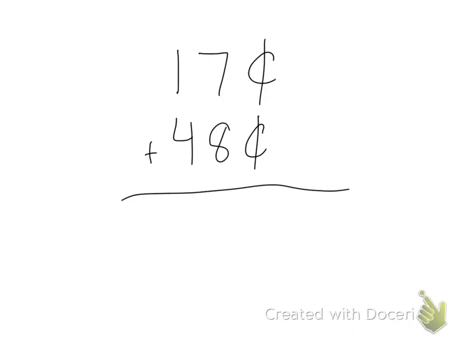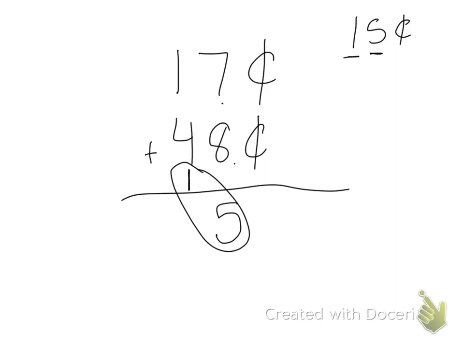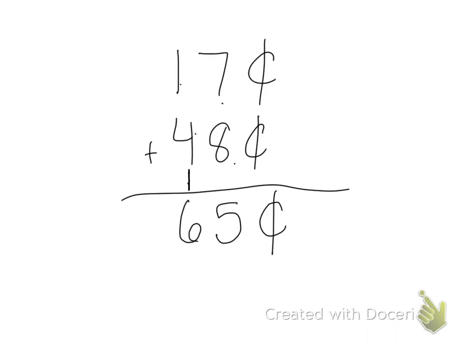This time I have 17 cents plus 48 cents. So 7 plus 8 is 15. That means I have 5 pennies and I have 1 dime, because remember, 15 cents is 1 dime and 5 pennies. Now I add the dimes. 1 plus 4 is 5, plus 1 is 6. So I have a total of 65 cents.